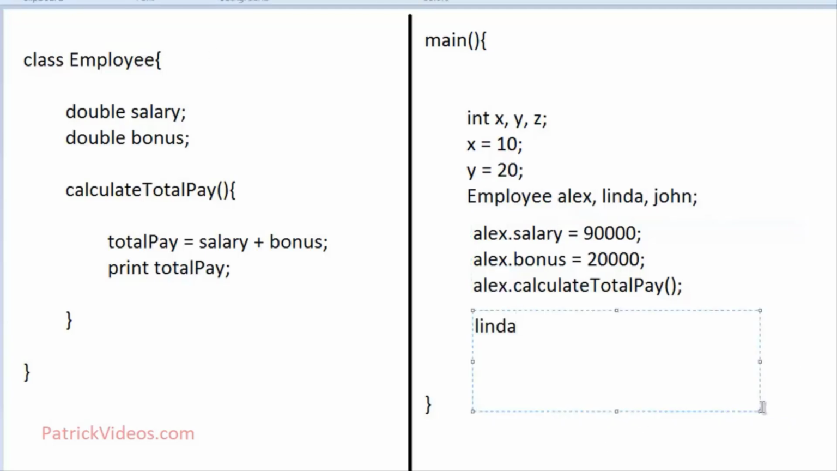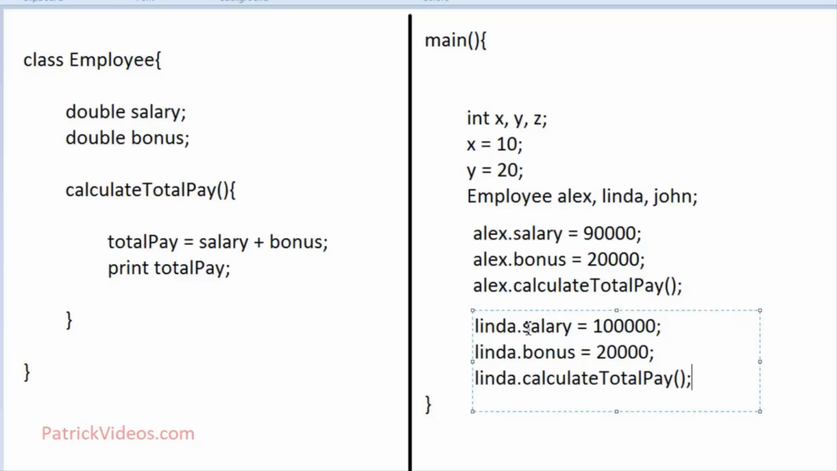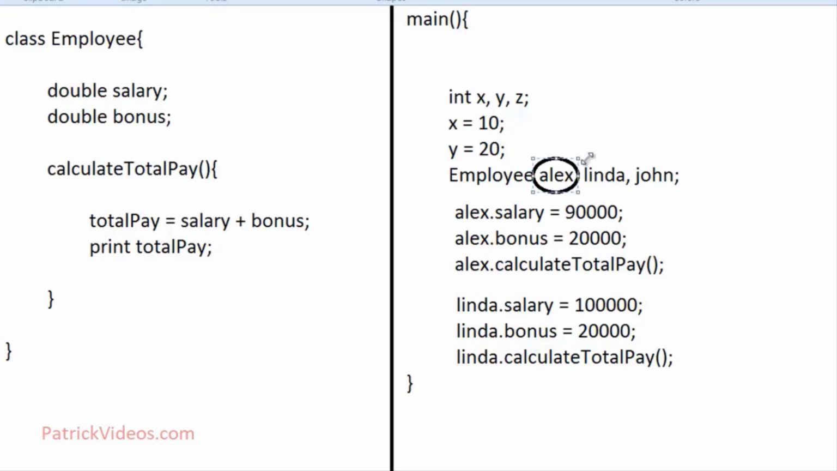Same way for Linda, Linda will have her own employee. That is, Linda is a type of employee, so Linda will have access to her own salary, her own bonus, and she can call her own calculateTotalPay. That is Linda.salary, and Linda can call her own calculateTotalPay. So when Linda calls calculateTotalPay, it will come here and add up salary and bonus. Whose salary and bonus? Since Linda is the person who called this method, it will add up Linda's salary and bonus, and it will print out $120,000. This Alex, Linda, and John are what you call objects.